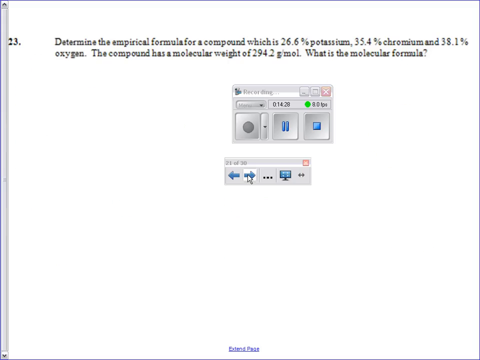All right. So those are percent composition. That's all I'm going to spend on that. That's Algebra 1. That's easy stuff.